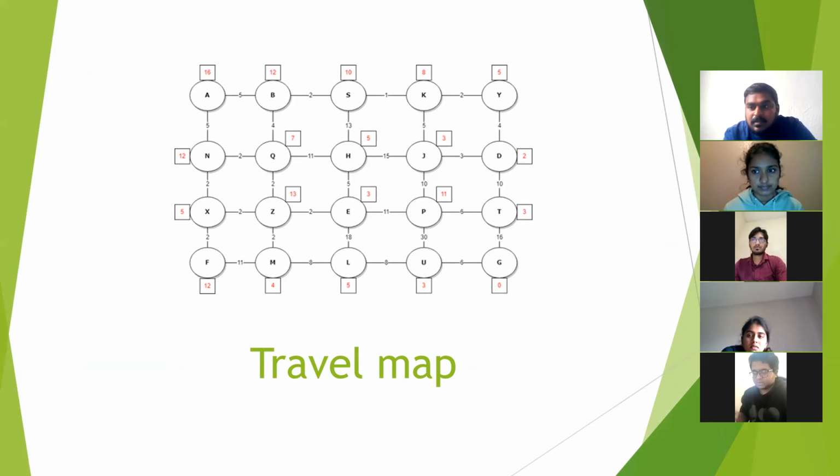Here is the travel map. This is an undirected graph in which the heuristic value of A is 16, B is 12, and N is 12, and the cost from A to B is 5 and the cost from A to D is 5. The cost to reach from one node to another node is given on the edge. So to calculate, we need both of them. The cost function is calculated in the uniform search and the greedy search. From the next slide, my friend Harika will continue.